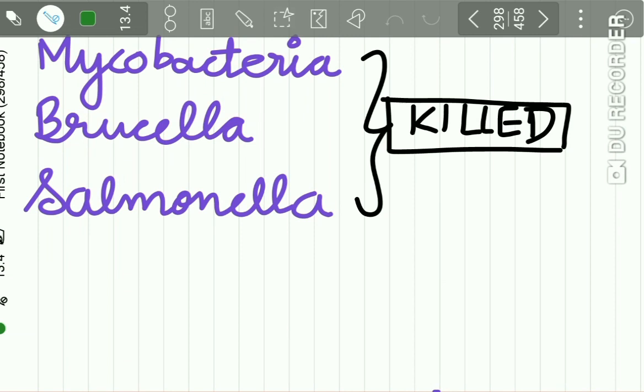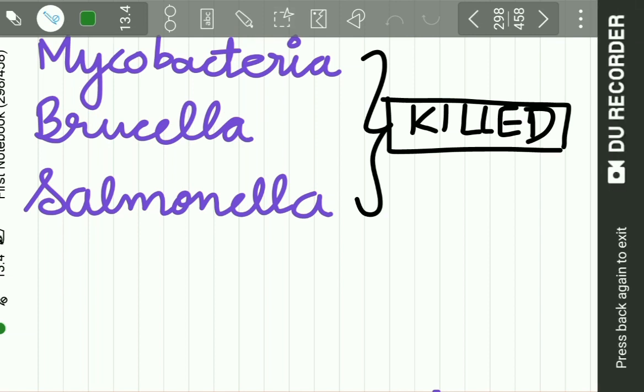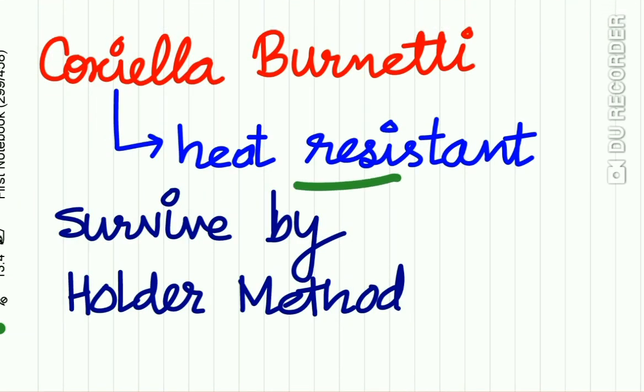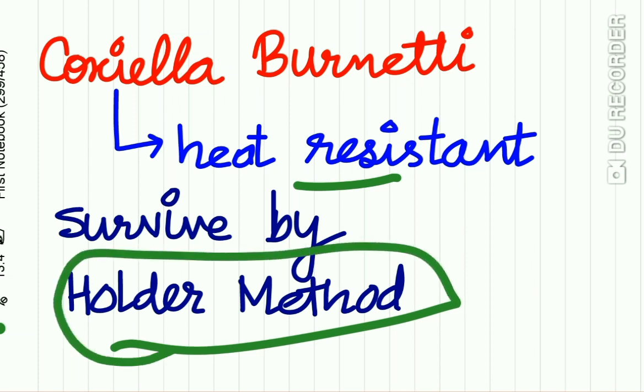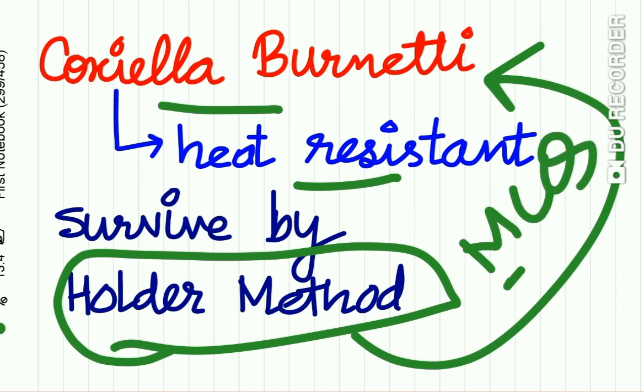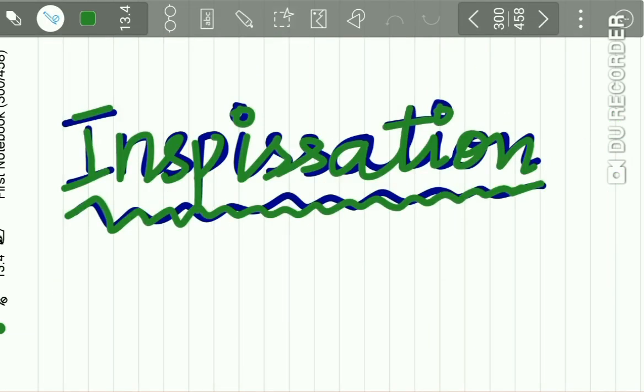Now, all non-sporing pathogens such as Mycobacteria, Brucella and Salmonella are killed by this pasteurization method except Coxiella burnetii, which is heat resistant. They may survive the Holder method. So, the flash method kills this Coxiella burnetii too, but the Holder method may be unable to kill it. This is another important MCQ or viva question. The Holder method cannot kill the Coxiella burnetii microorganism.